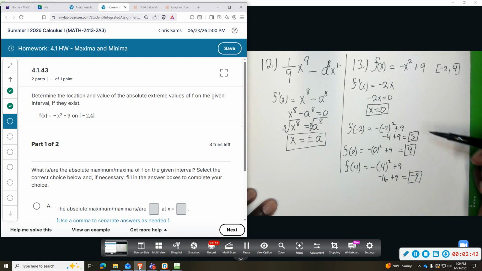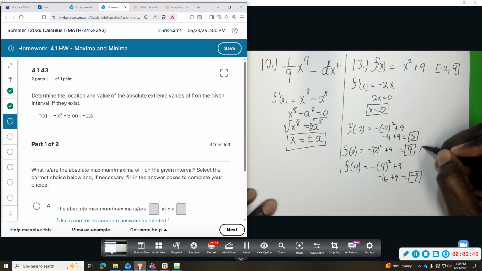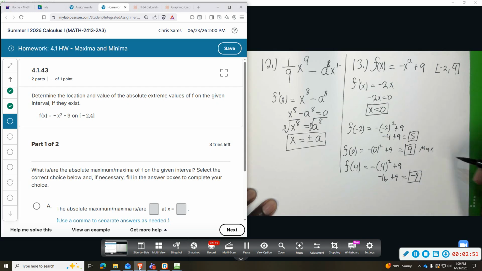Okay, so of these values, the endpoints and the critical value, this is the max, highest number. This is the minimum. Okay, negative 7. Minimum occurs at 4. Maximum occurs at that critical value of 0.